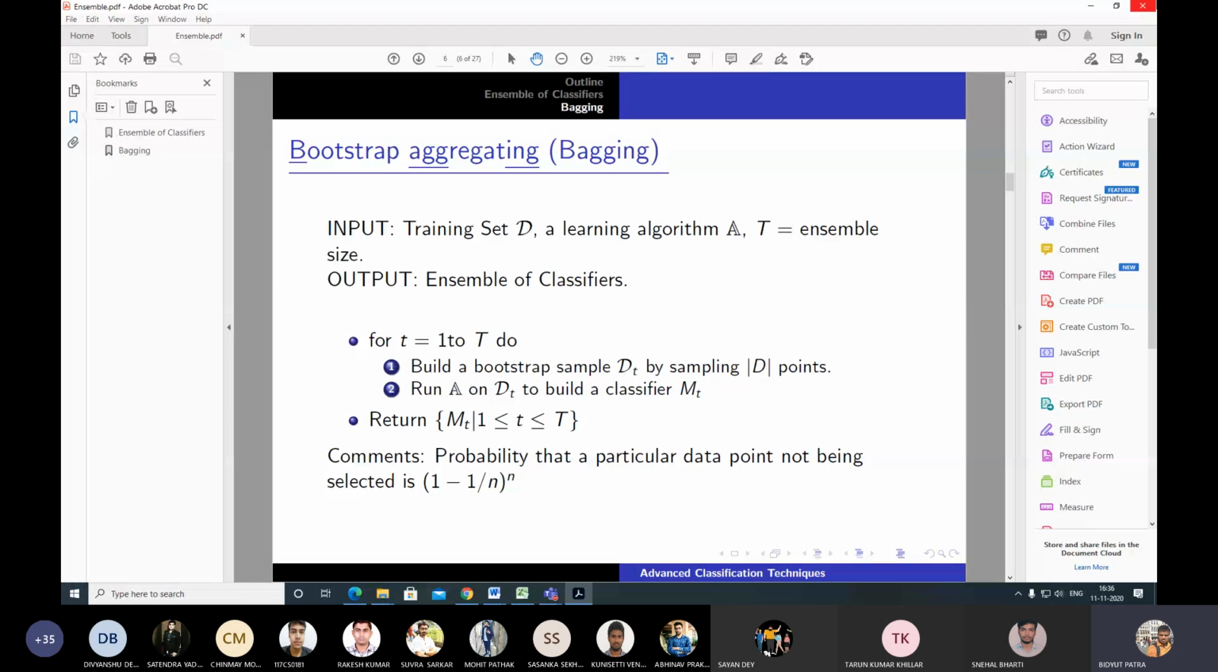We have a training set D and a learning algorithm A, and T is the ensemble size. The ensemble of classifiers will be the output. For t equal to 1 to capital T, say I want to make an ensemble of 10 classifiers. What you do is build a bootstrap sample Dt by sampling D points. That means out of 100, you use the sampling technique with replacement. So you will get a data set.